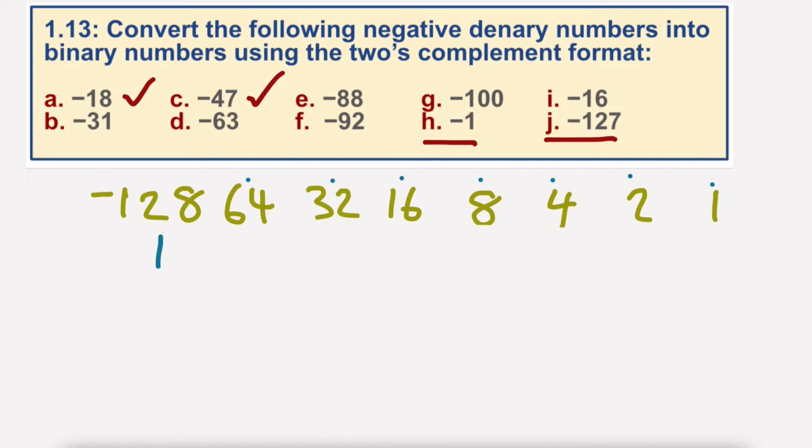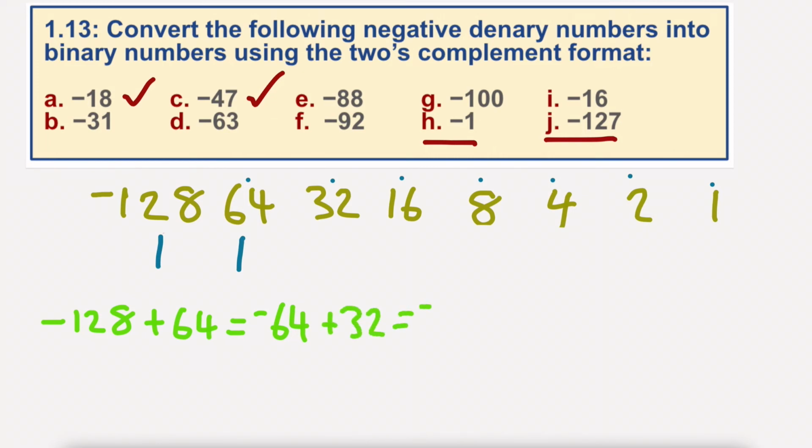We're going to start with minus 128. We're going to go plus 64, which is going to equal minus 64. So we can put a 1 in there. We're going to add 32, which is going to equal minus 32. So again, put a 1 in there. And you can see the pattern. Plus 16 equals minus 16.